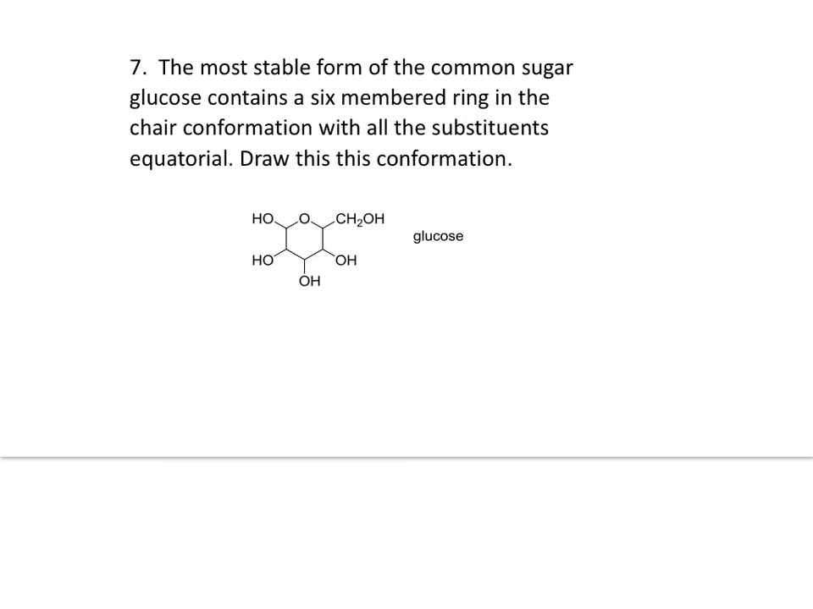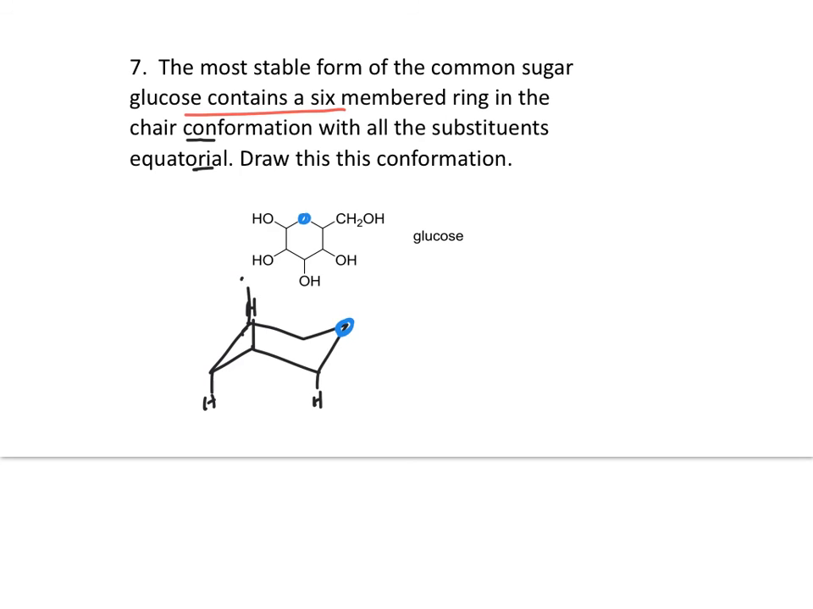Okay, last question. The most stable form of the common sugar, glucose, contains a 6-membered ring in the chair conformation with all the substituents. Draw this conformation. So, to draw this conformation, you would just draw your chair conformation, and then here you would put this oxygen right here, and then it says that they're all equatorial. So go ahead and draw your hydrogens in.